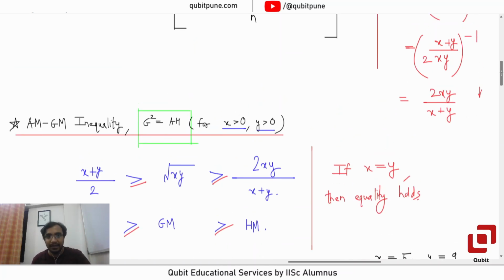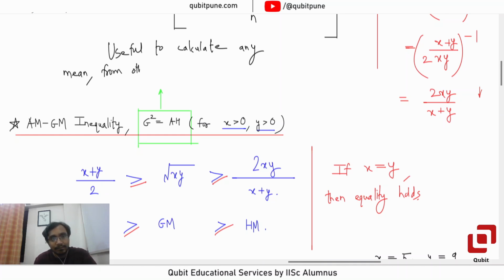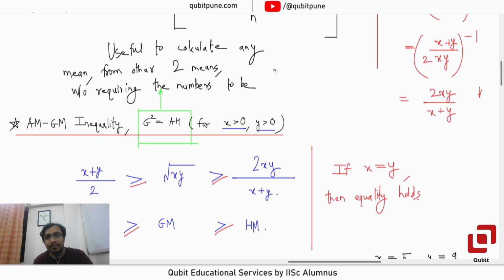Okay, so that formula, let me write it here in case you forget. Useful to calculate any mean from the other two means without requiring the numbers to be found out. Is that clear? Yes, sir. Yeah, that result is important, might be helpful.